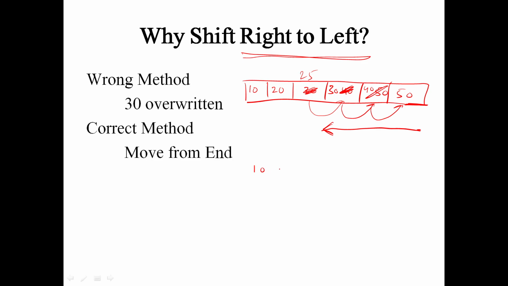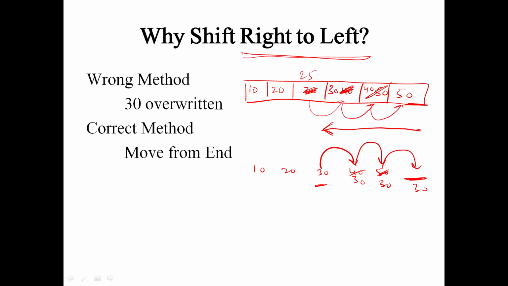So I'll again draw the array 10, 20, 30, 40, 50 and there is a free location. Suppose I start shifting from 30. If I shift 30 to 40, then 40 will be overridden by 30. Then again I shift this element here, that means again 30 will be copied here. Then again if I shift the element here, again 30 will be copied. So your result will be disturbed and you will get the incorrect result.